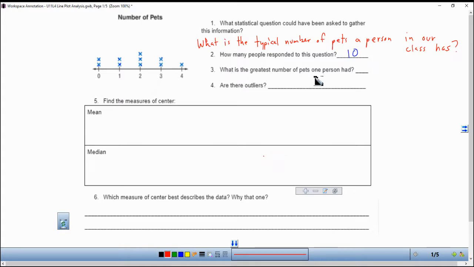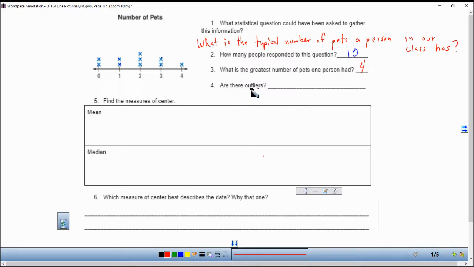What is the greatest number of pets one person had? Some people had 0. One person had 4. That was the greatest number of pets that an individual person had. Now, some people might look at this and say 2, but 2 is the most common response. It wasn't necessarily what is the greatest number of pets someone had. So that's going to be 4. All right.